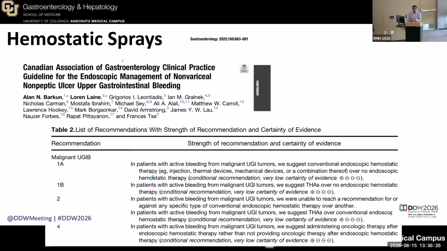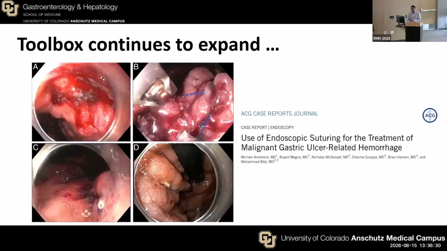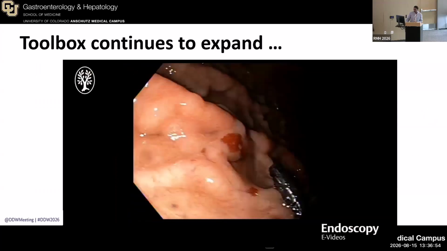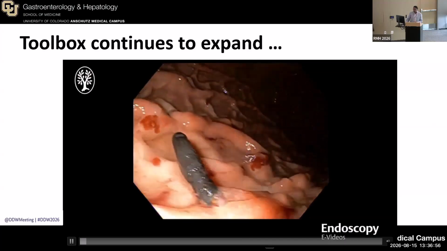So when you've used all that, the nice thing about us is that the toolbox continues to expand. This was one of the first cases of malignant gastric cancer-related suturing that was published, that I did for a patient who was on 4 pressors in the ICU, bleeding from a malignant linitis plastica, and we sutured it. And you can see here that this is a follow-up endoscopy at 4 weeks, and the ulcer is completely healed. The patient went on to live 3 months extra, and that was a very valuable time for them and their family. This is another tool that we have.